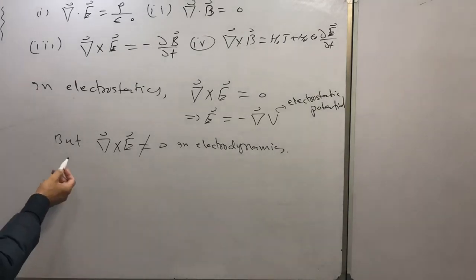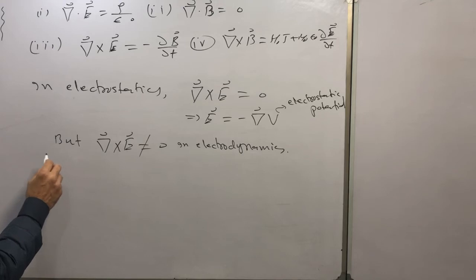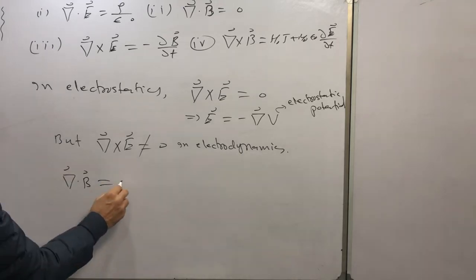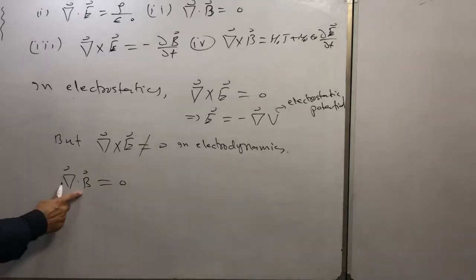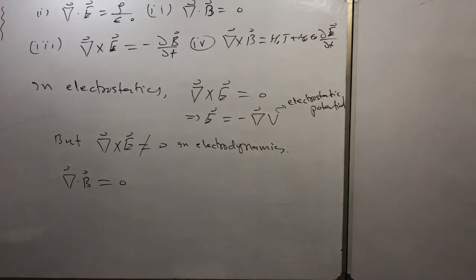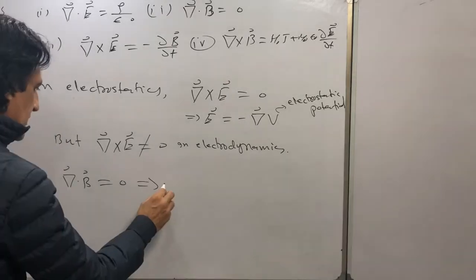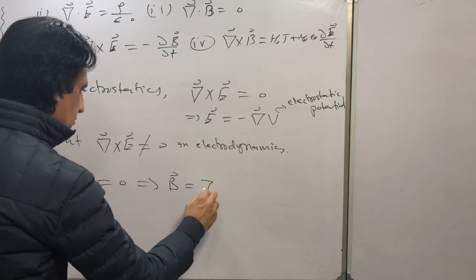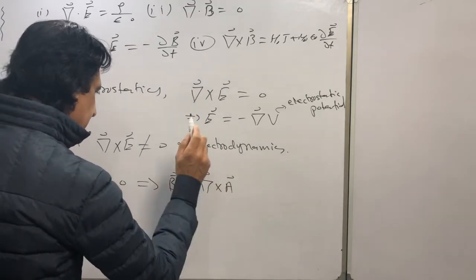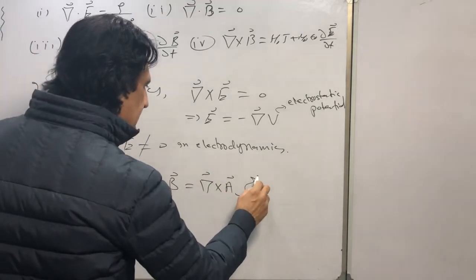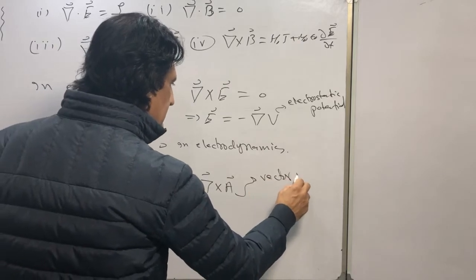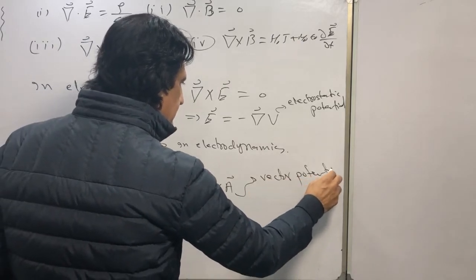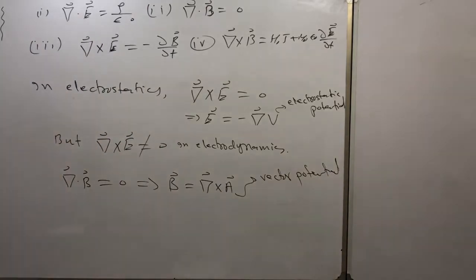In magnetostatics, we also know that the divergence of B is equal to 0, since no monopole exists in nature, then we can write the magnetic field as del cross A. And here A is the vector potential. So these are the things that we already know.